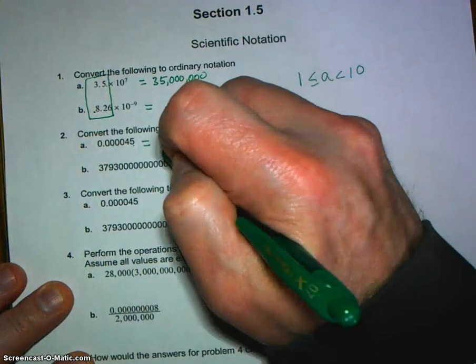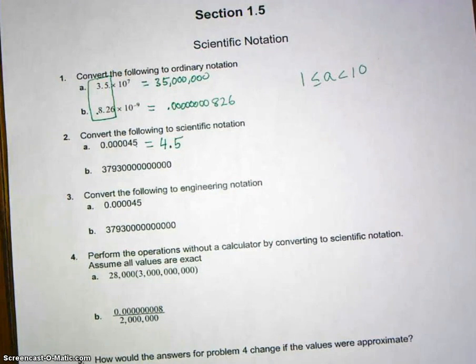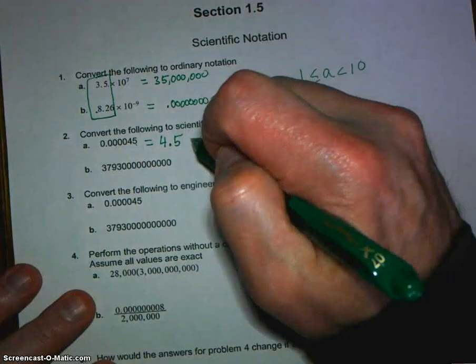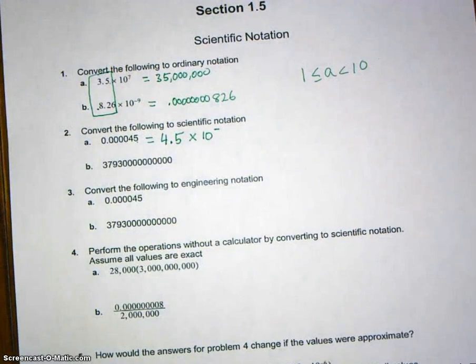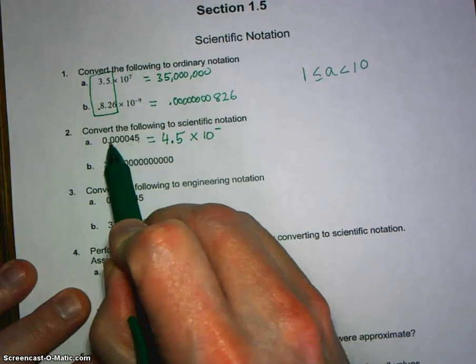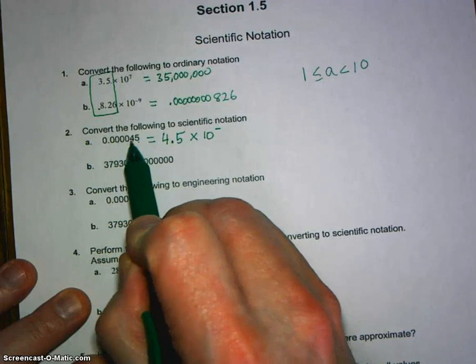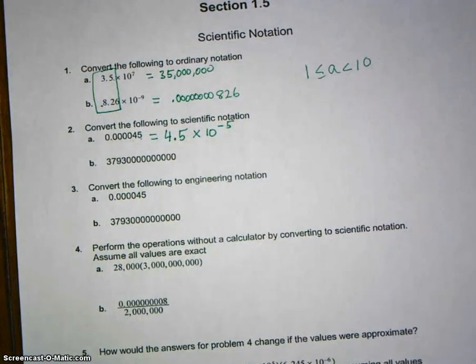So in other words, this number, 0.000045, we're going to put the decimal point between the 4 and the 5. And then it's times 10 to the negative. I know it's negative because this started out as a decimal. And I just count. How many places did I need to move? 1, 2, 3, 4, 5. So that's 4.5 times 10 to the negative 5.